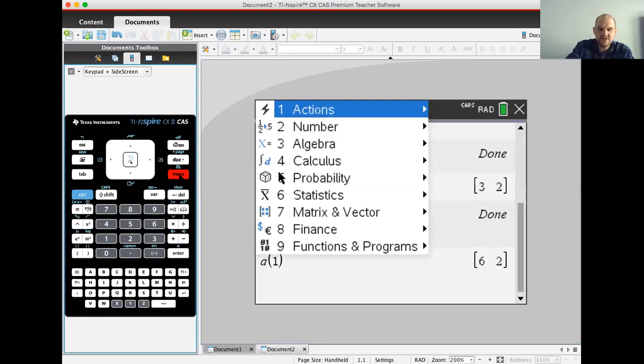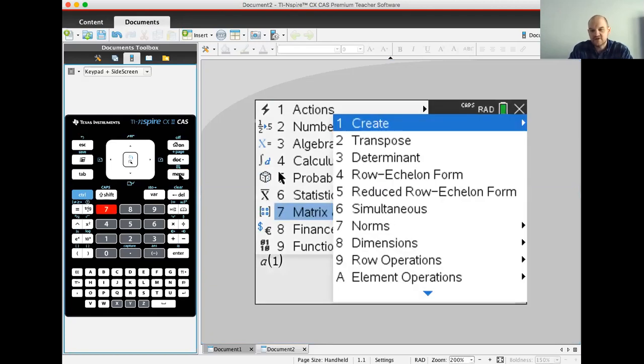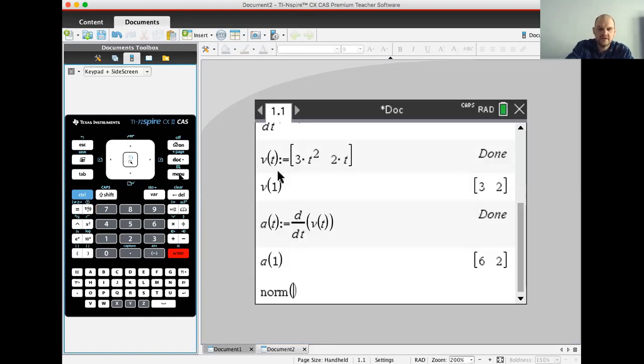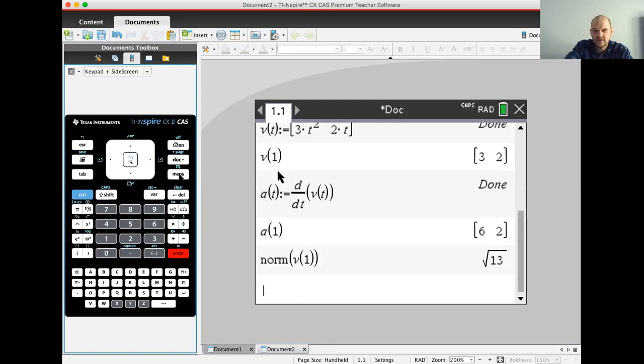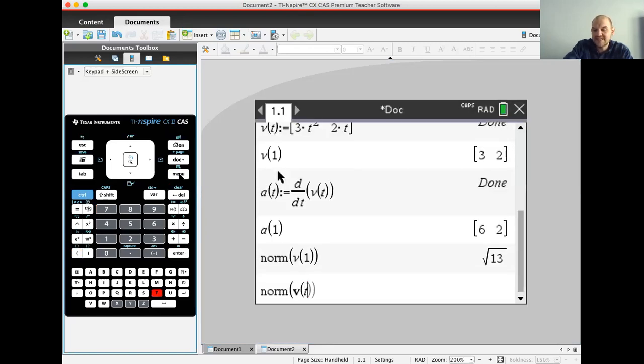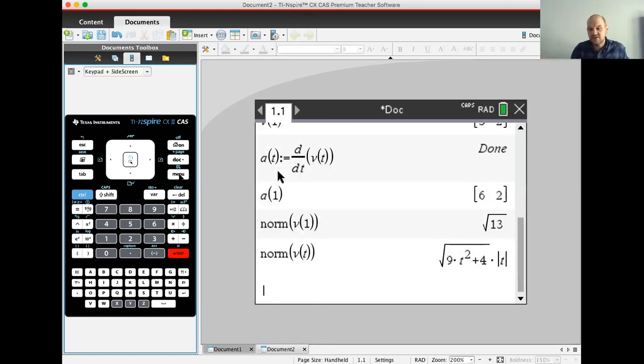So it's menu, option 7 is matrix and vector, and then option 7 is norm. We just want the norm, so press enter of v of 1, and it finds it for you. It will also do that with functions. So menu 7, 7, enter. If I just do v of t, it does it with t and simplifies it for you. That's going to be amazing for us because when we want to find distance traveled or arc length, we're going to just integrate the norm of the vector and let the calculator do the work for us. So I will now go back to the notes and then end this here.